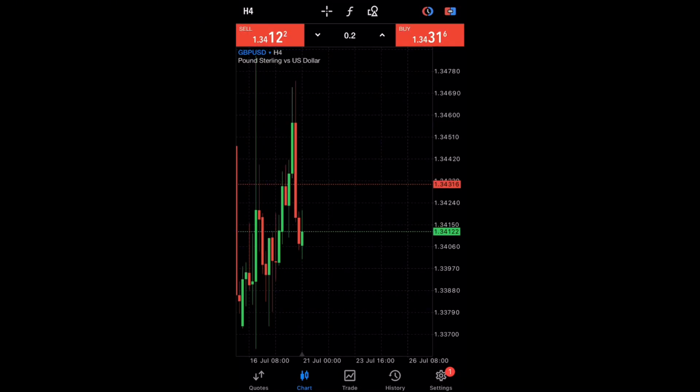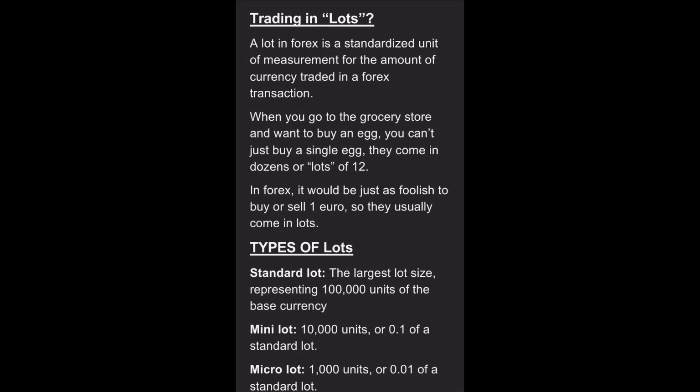That's the amount the broker is willing to charge you per trade. Any trade, that's how they make their money. No matter your lot size, no matter how volatile it is, that's how they make their money. So I want you to understand that. Now, this takes us to trading in lots.